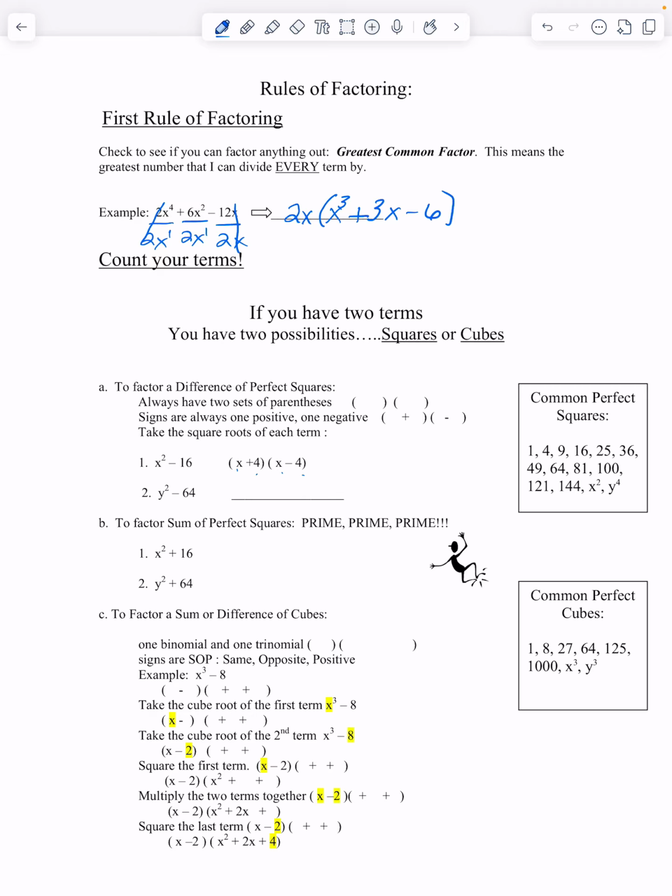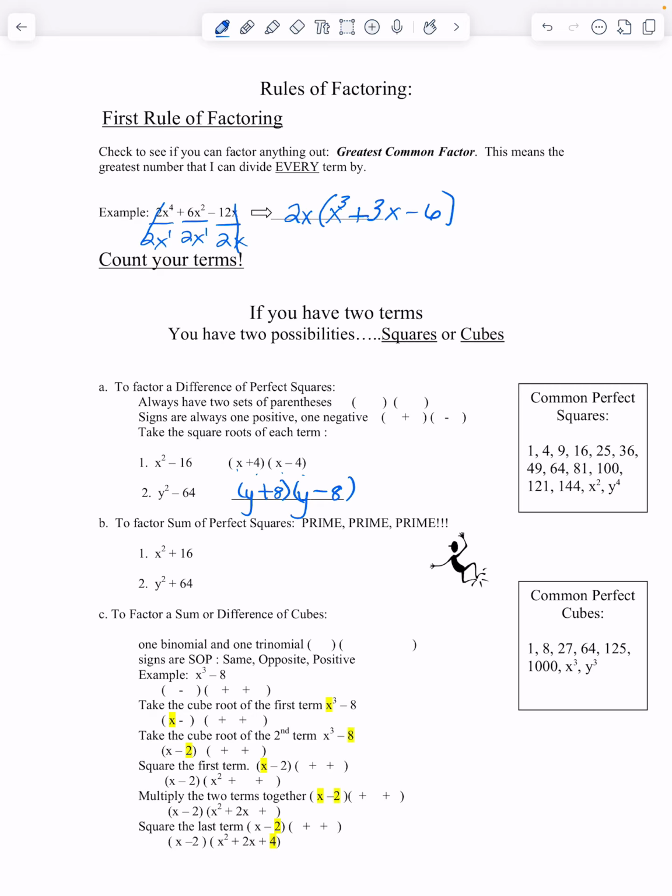If we look at example number 2 up under A, y squared minus 64, we see that y squared is an even exponent, making it a perfect square. 64 is a perfect square. So if I were to factor this, it would be 2 sets of parentheses always, plus and minus. What numbers do I square to get y squared? That's y times y. What number do I square to get 64? That's 8 times 8.